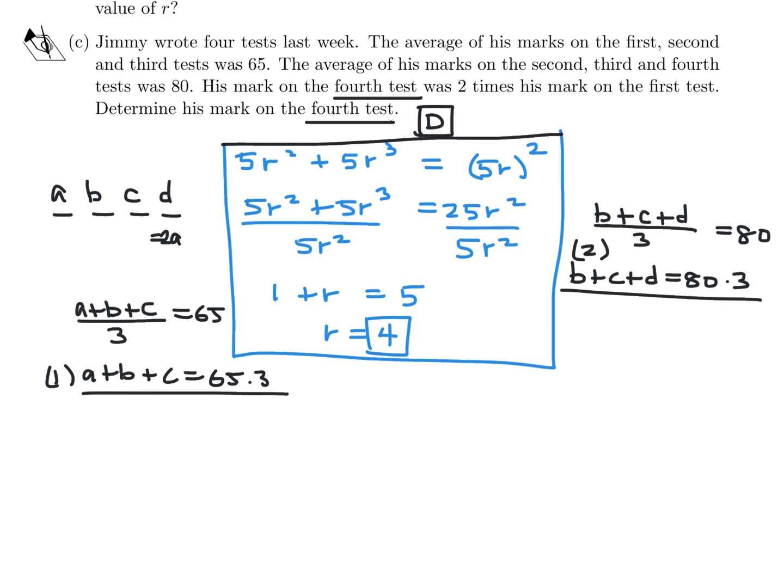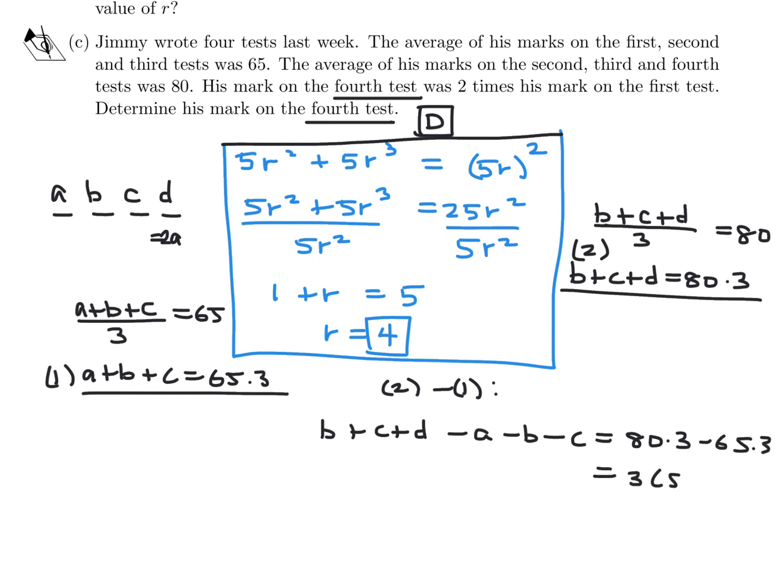So what do you want to do here? 2 minus 1? I think that'll be pretty good. So that'll be B plus C plus D minus A minus B minus C. And that'll be 80 times 3 minus 65 times 3. So if I factor out a 3, it's 80 minus 65. So that's 15 times 3, 45.